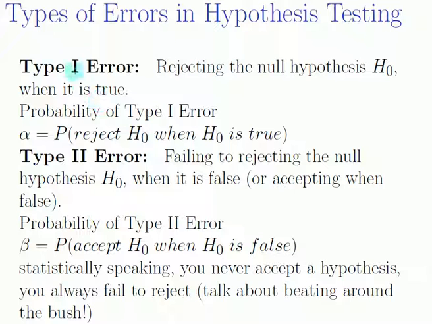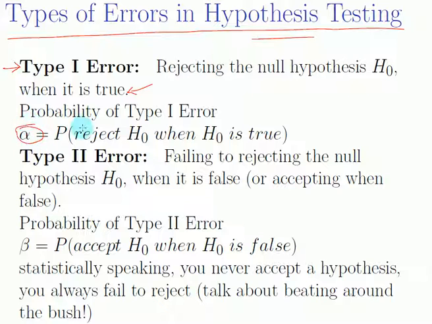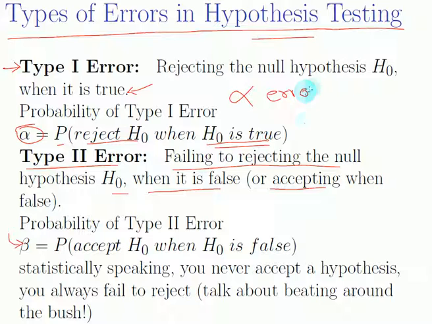Now let's talk about the types of errors that are committed by people when you're testing hypotheses. The first one is called the type 1 error. The type 1 error is when you're rejecting the null hypothesis H naught when in fact it is true, and that is represented by alpha, and it is the probability of rejecting H naught when H naught is in fact true. Type 2 error happens when you fail to reject the null hypothesis H naught when it is false, or in other words, you're accepting when it is false. That is represented by the letter beta. Type 1 error is also called alpha error, and type 2 error is called the beta error.